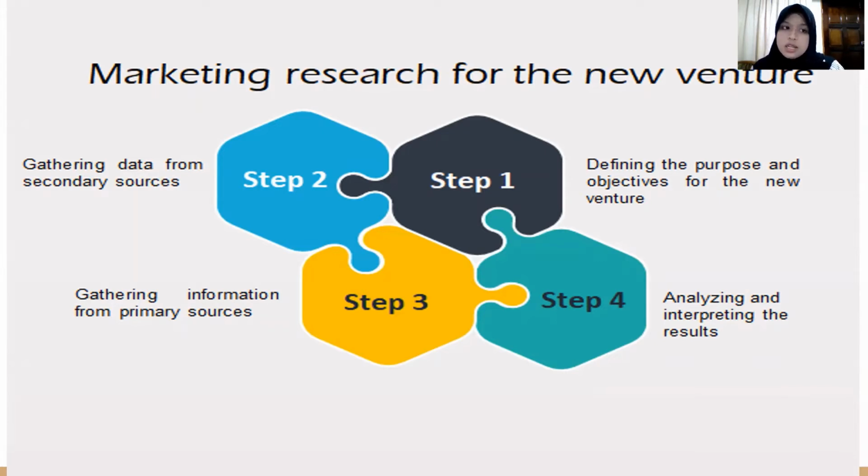Secondary data is basically the data that already exists, and we can gain these secondary sources from newspaper articles, trade magazines, the internet, or the libraries. So the third step is actually gathering information from the primary sources. Primary data is basically data that is new.